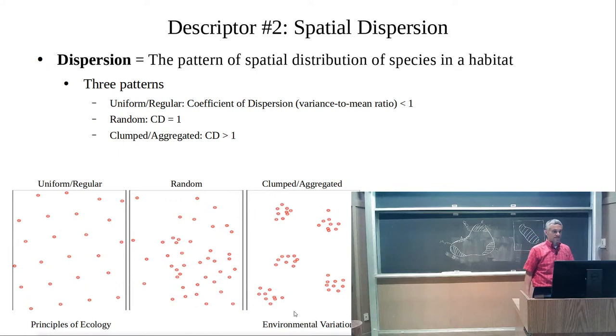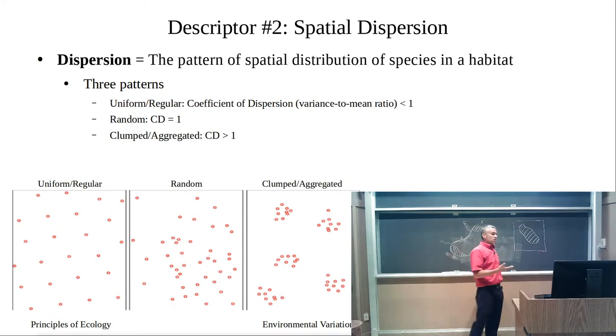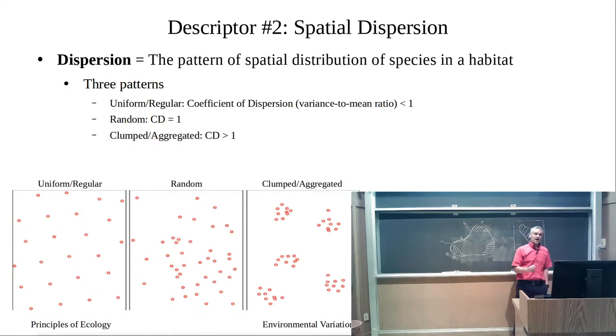Spatial dispersion. This is what we're doing this week. All right. So I think what we're going to do is just give you the brief introduction. Some of you have had lab already. Some of you have lab today and tomorrow. So dispersion is a pattern of spatial distribution of a species in a habitat. Do not confuse dispersion with dispersal. All right, dispersal is the movement away from our natal area. Dispersion is our spatial pattern.